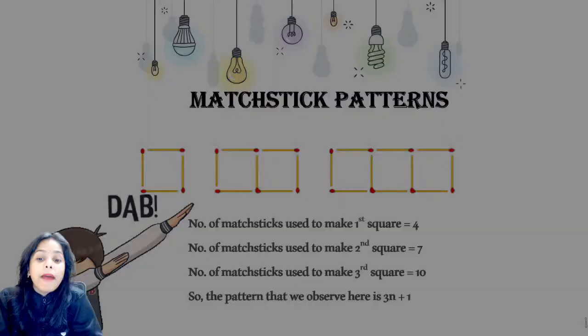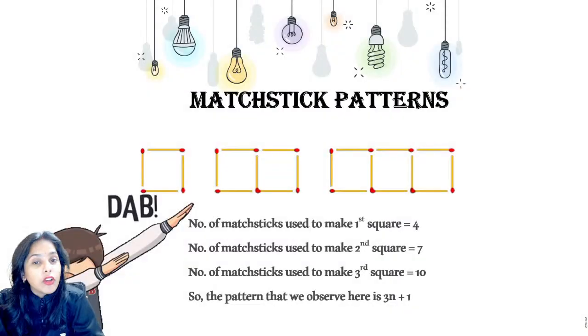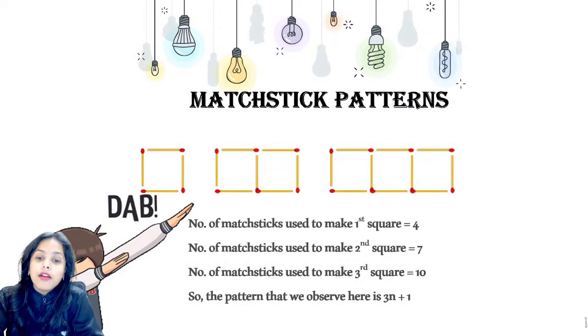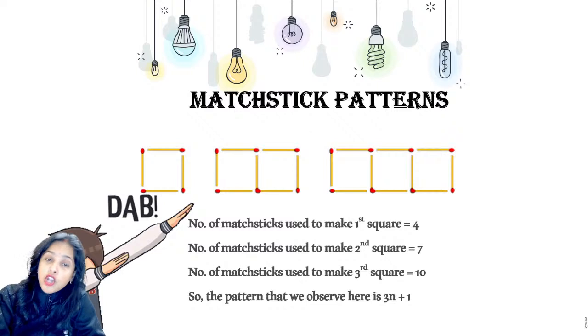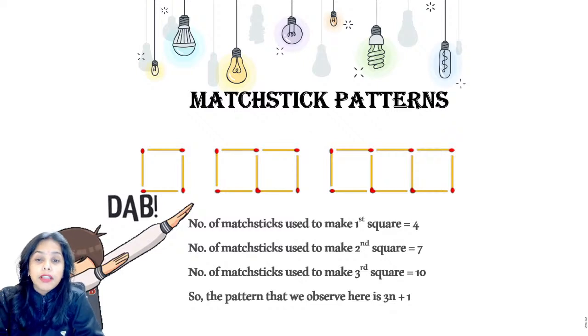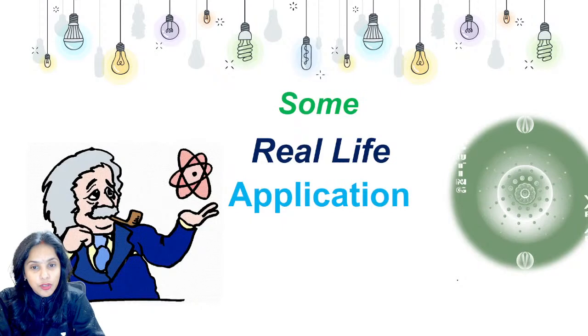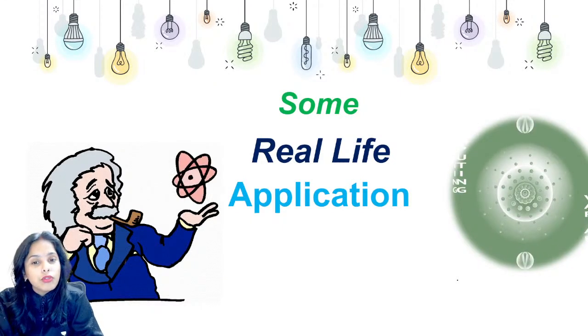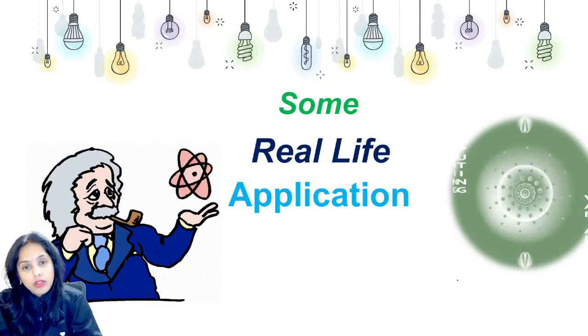So this is kind of a pattern. So what is the pattern which is going on here? 3n plus 1. So if I have to make supposedly 5 squares, so 3 into 5, 15 plus 1, that's 16 math sticks. Now let's quickly go through about some real life applications of algebra.